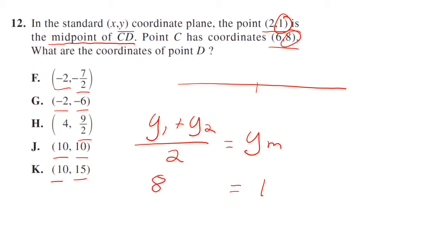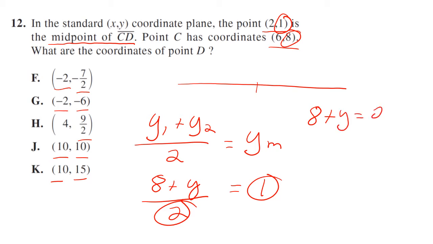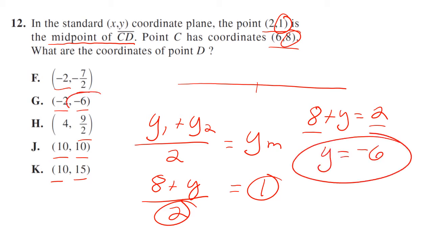So 8 plus y2, the y coordinate, divided by 2 equals 1. Multiply both sides times 2 to get rid of the divide by 2. We get 8 plus y equals 2. Subtract 8 from both sides, and we get y equals -6. So y equals -6 is point G. And there we go, our choice G.